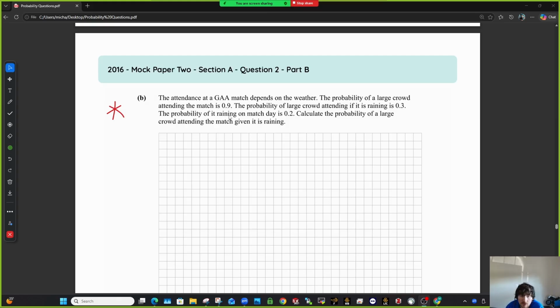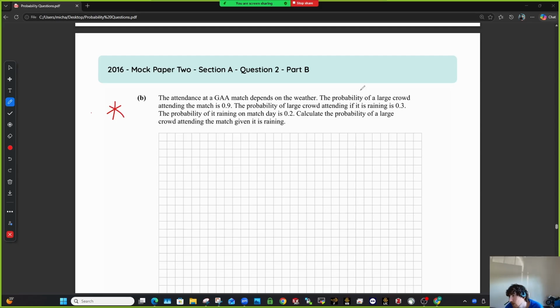Okay, so I've scrolled on to our next question here. It comes from 2016 mock paper 2. So we'll hammer this out here. So what do we got? Let's read through it and obviously give it a go yourselves. So the attendance of a GAA match depends on the weather, as you'd imagine.